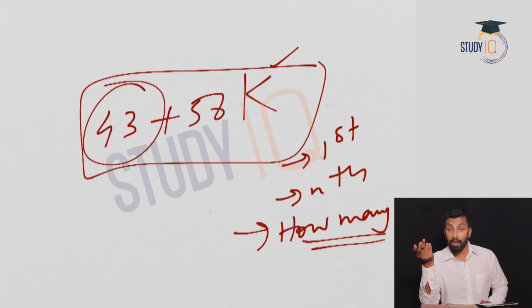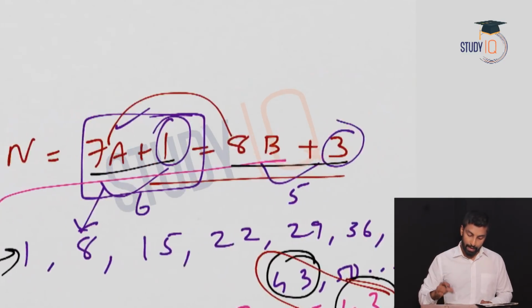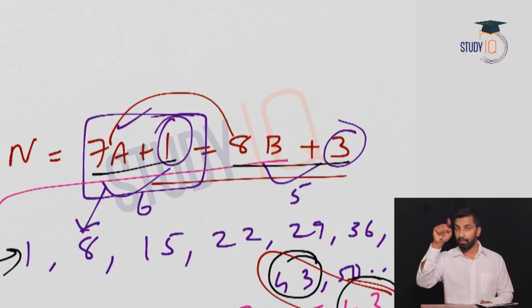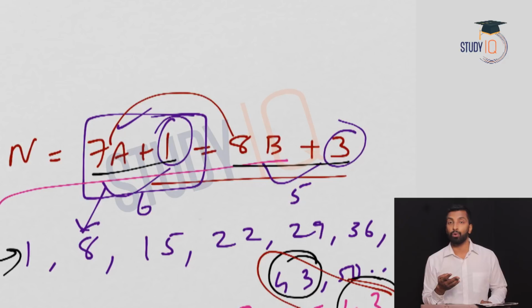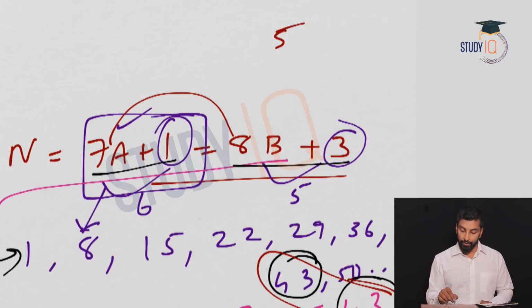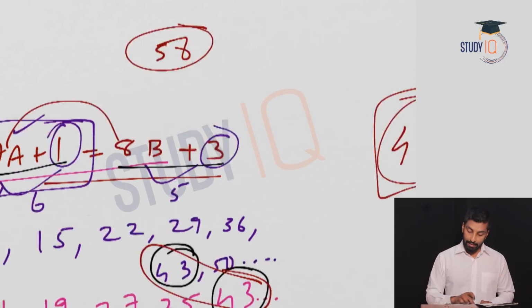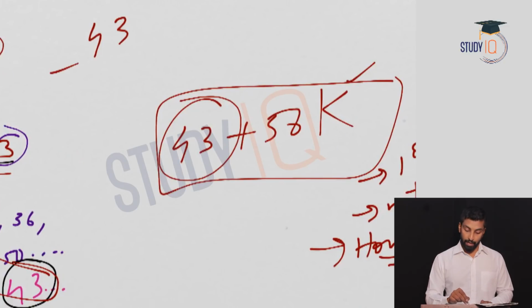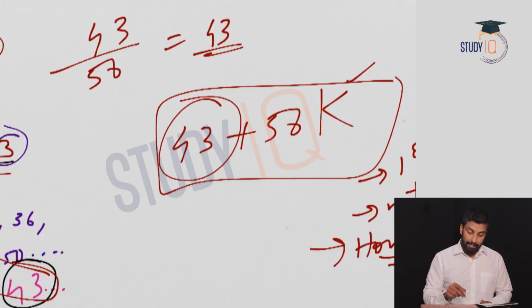Or now based on constant remainder theorem also they can ask you a question. How can they make the question? When divided by 7 leaves a remainder 1. When divided by 8 leaves a remainder 3. I am not asking you first number, nth number, or how many numbers are there. I am just asking you, when this number is divided by 56, what is the remainder? What is the answer? Take the first term 43, divide by 56, write 43 as the remainder. That's your answer.